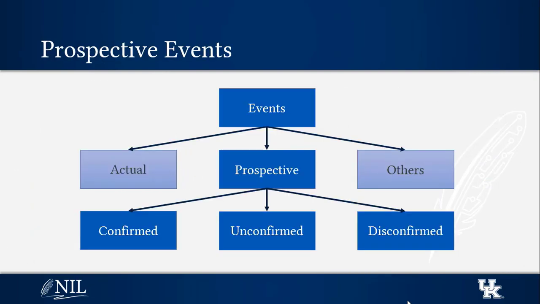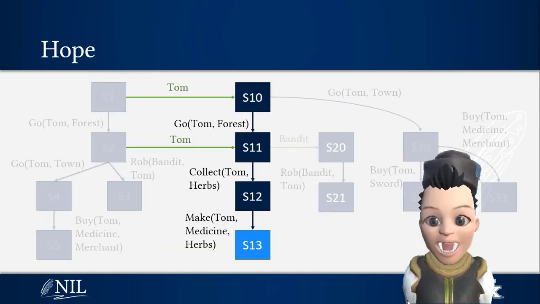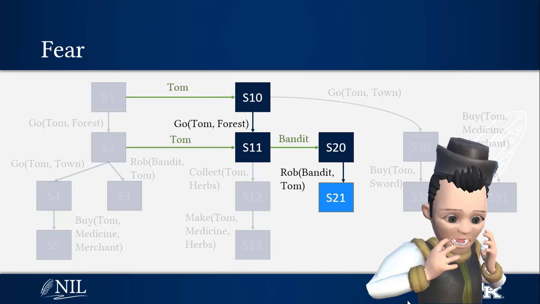We could also consider the consequences of prospective events. Prospective events are called unconfirmed when they haven't happened yet, confirmed when they actually happen, or disconfirmed when they actually don't happen. If a character expects a plan that could increase their utility, they feel hope, and if they expect a plan that could decrease their utility, they feel fear. For example, here Tom hopes that he could go to the forest and collect the herbs to make the medicine himself. He also fears that by going to the forest he could get robbed by the bandit.